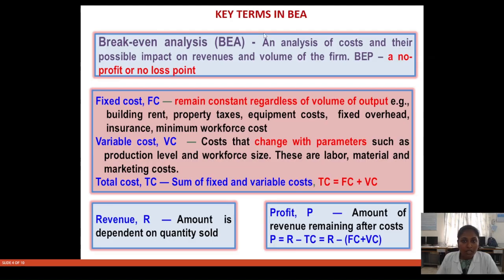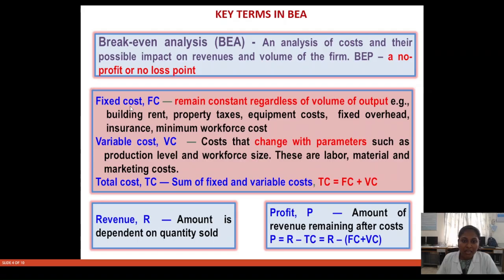And coming to the key terms in break-even analysis, I already told that break-even analysis is otherwise termed as cost-benefit analysis. That is an analysis of cost and their possible impact on revenues and volume of the firm. And BEP, the break-even point, is a point where no loss or no profit is achieved. And we already termed the cost as fixed cost and variable cost.